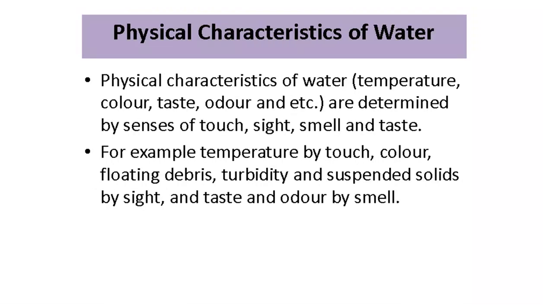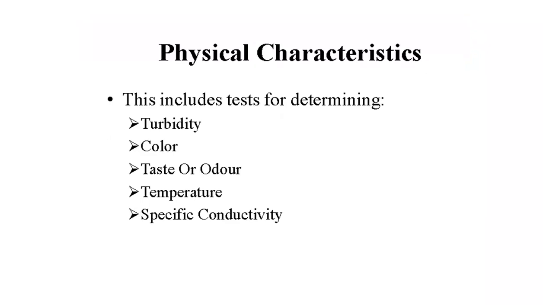So first we have the physical characteristics or physical properties of water. These physical properties are characteristics of water content, temperature, color, taste, and odor, etc. They are determined by the senses of touch, sight, smell, and taste. For example, temperature by touch, color, floating debris, stability, and suspended solids by sight, and taste and odor. Here we have a list of different physical properties, which contain turbidity, color, taste or odor, temperature, and specific conductivity.